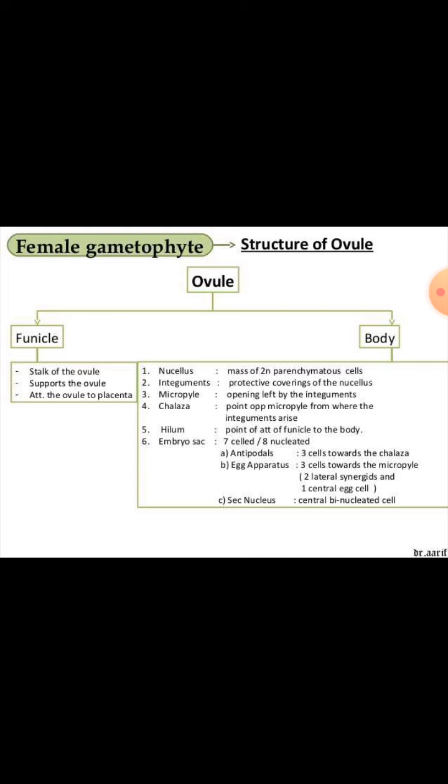The embryo sac is generally 8-celled, 8-nucleate in nature. Seven cells are degenerate; one is generative in nature. The three antipodal cells are toward the chalaza. The egg apparatus is seen in three cells toward the micropyle. The two polar nuclei form the central cell, which is generative. The egg nucleus is contributed by the egg cell.